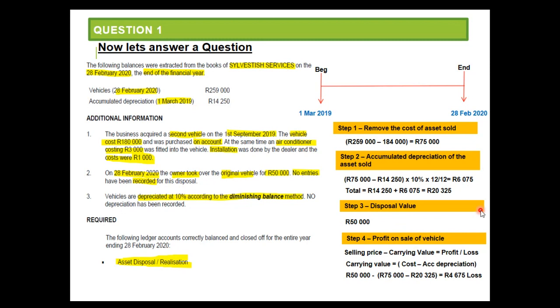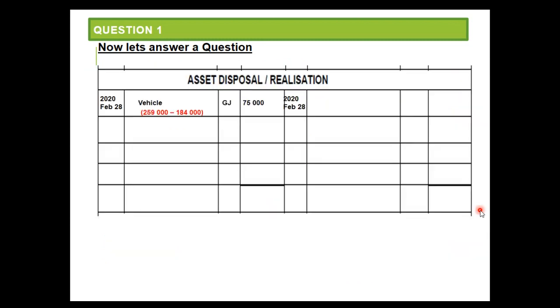Okay, let me quickly show you. This is how it will look. You see drawings. Why do I put it on the credit side here? Because under the drawings account, it will be on the debit side.